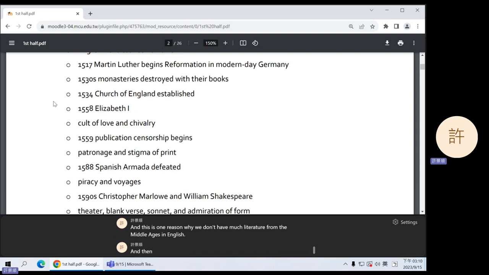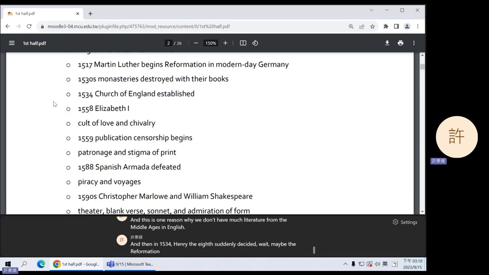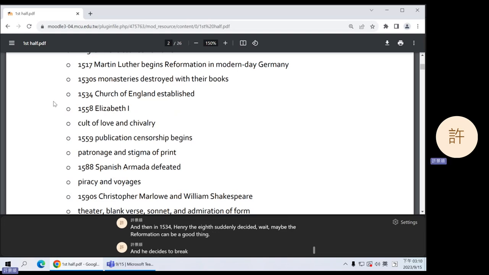And then in 1534, Henry VIII suddenly decided, wait, maybe the Reformation can be a good thing. And he decides to break from the Catholic Church and to start his own Church of Christianity, which he called the Church of England. And this is Ingwo Guojiao. Why did he change his mind? The answer is he hated his wife. And he wanted to get a divorce, 想离婚.